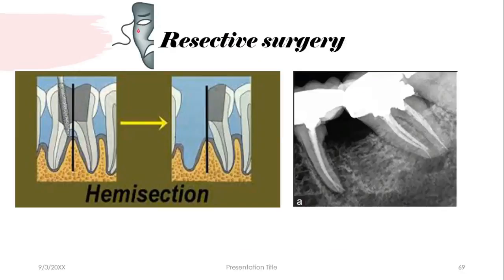Hemisectioning is one of the most effective techniques in case of interproximal bone loss when regeneration is not predictable. Using this approach, we remove the most deteriorated root with good endodontic therapy and keep the healthy root with a good restoration.